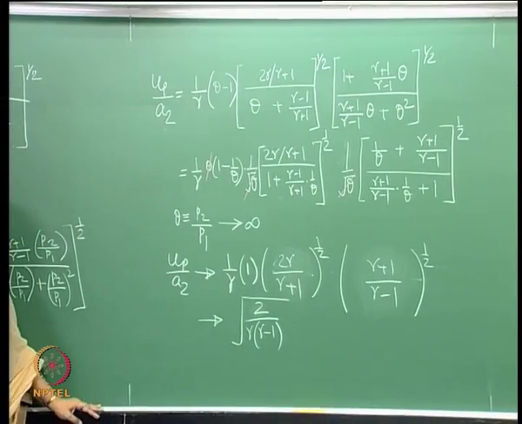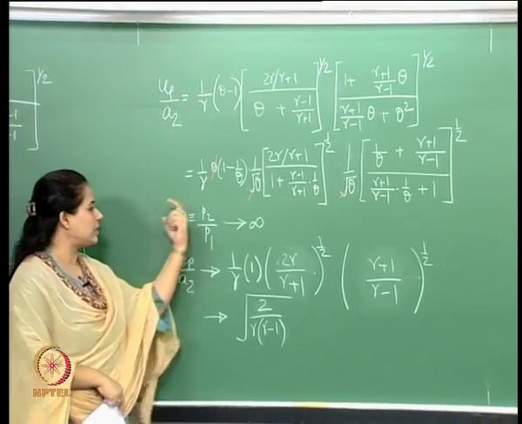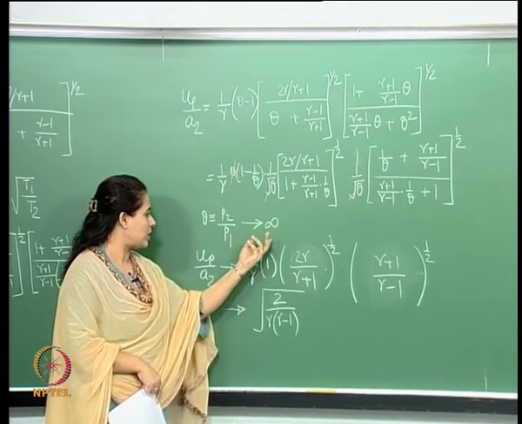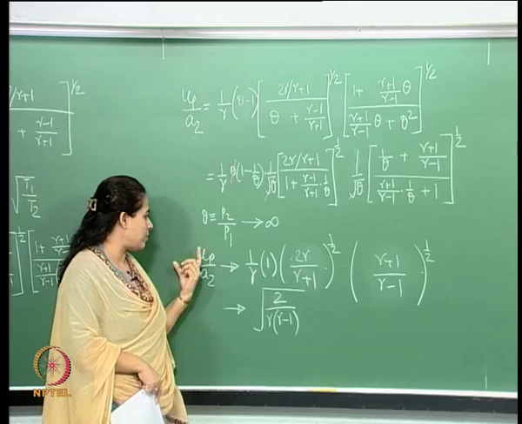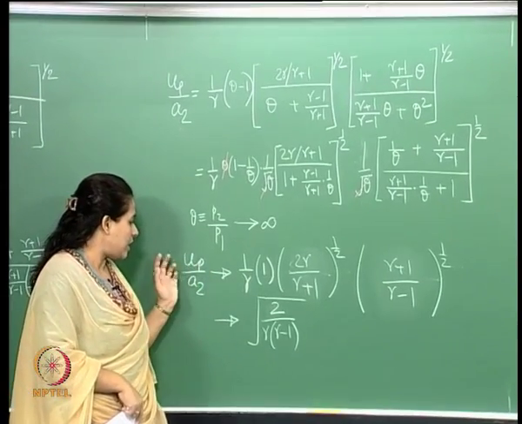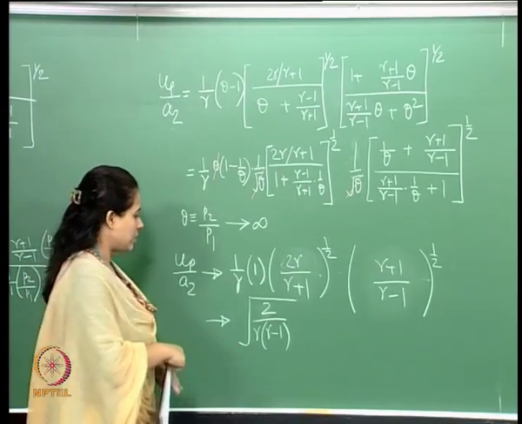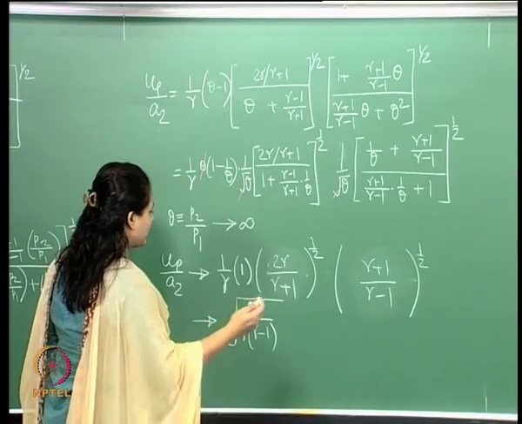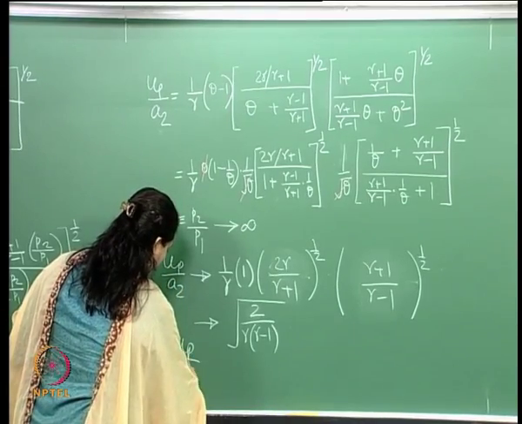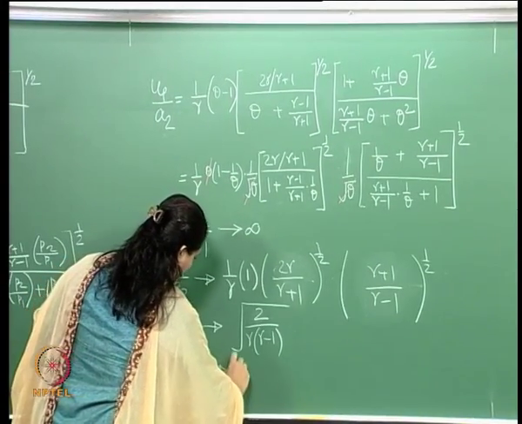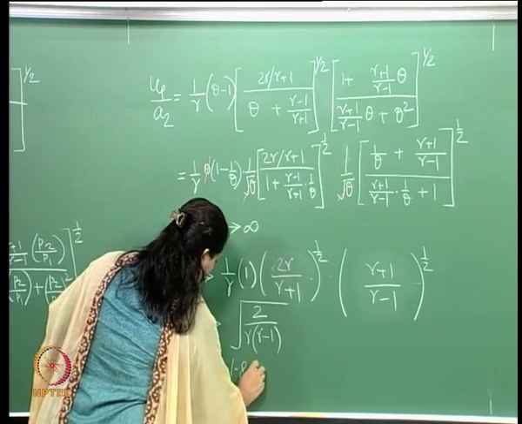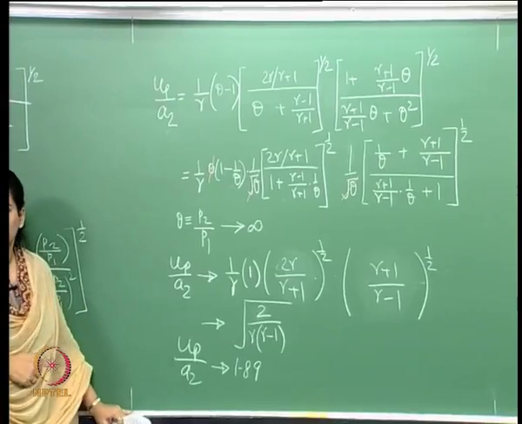So what we're saying here is that for an infinitely large shock, the Mach number in the region behind it tends to this. For a given gamma of, say, 1.4, this becomes 1.89, which is less than 2 Mach.